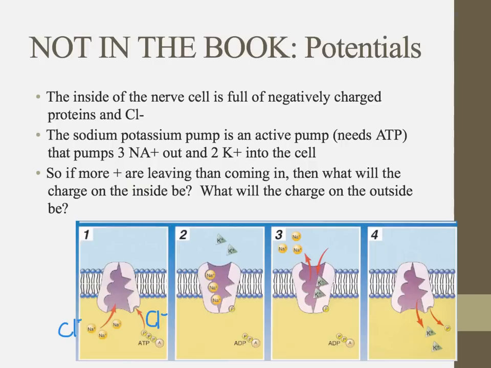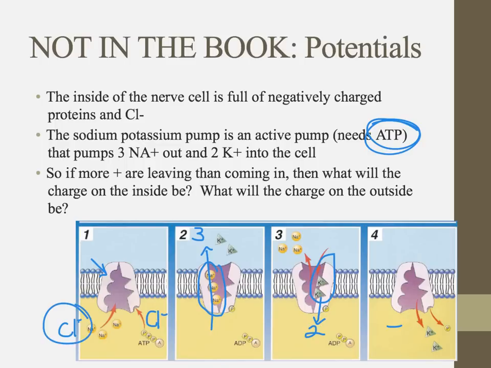Okay, so what's going to happen is that this sodium-potassium pump, this membrane protein, is going to actively pump out 3 sodium ions and pump in 2 potassium ions. Okay, so even though they're both positive, because I'm losing 3 and I'm only gaining 2, that means overall the inside of my cell here is going to be negative.